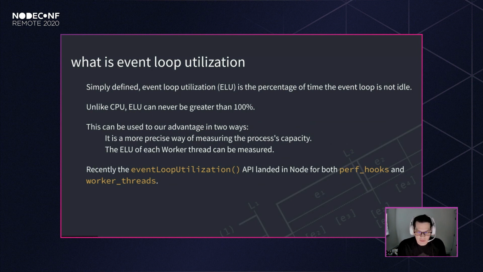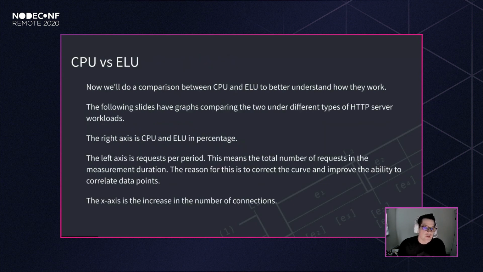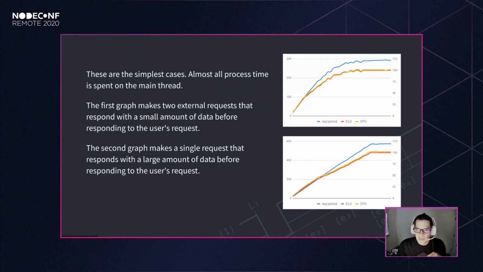Now, event loop utilization has landed in both perf_hooks and worker_threads, and we'll get into those in the example usage. First, we're going to look at some graphs of CPU versus ELU to get a better understanding of what's going on. We'll just jump right into the graphs. On the left here, you'll see requests per period. On the right, you'll see the percentage of ELU and CPU. And on the bottom is the number of connections as they increase.